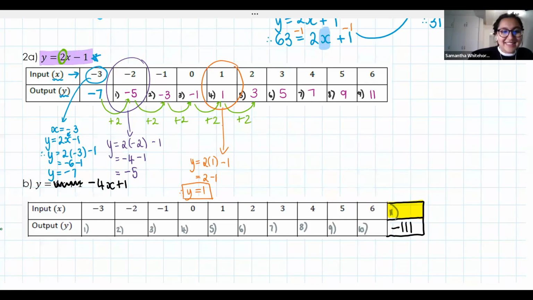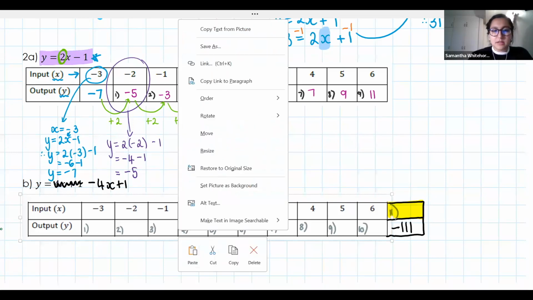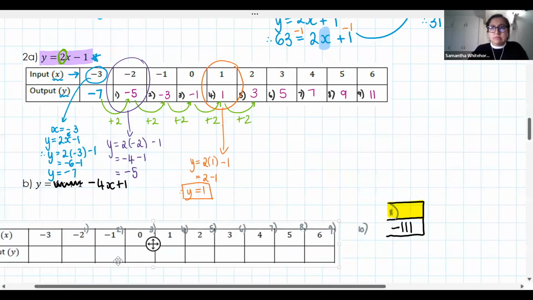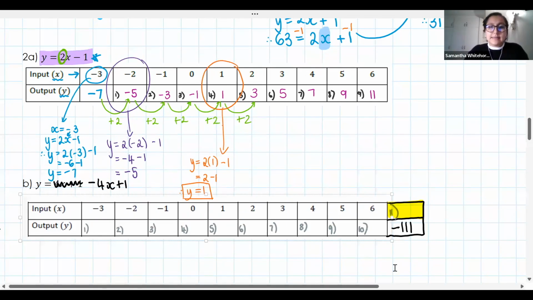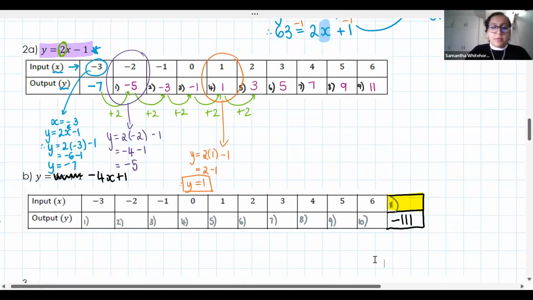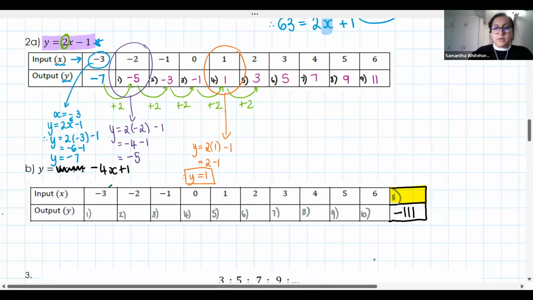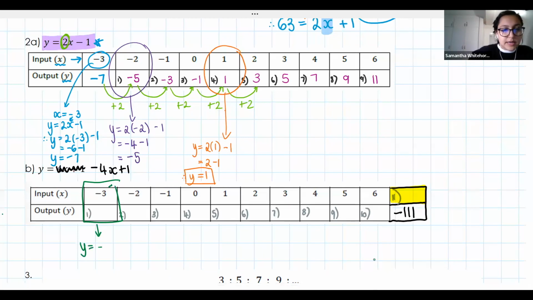Number one is -11. Okay, so let's just do number one, guys, so that we're all on the same page. So here, y is equal to -4 times -3 plus 1. A negative times a negative is a positive, and 4 times 3 is 12. So this would be 12 plus 1, which gives us 13.